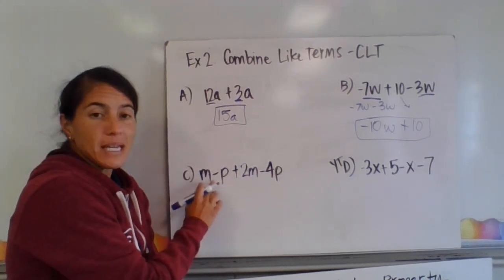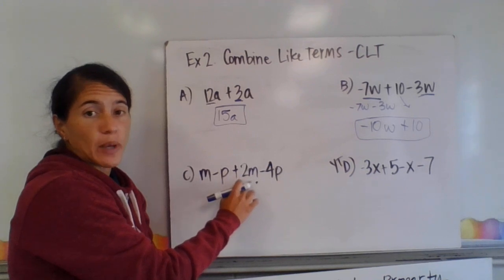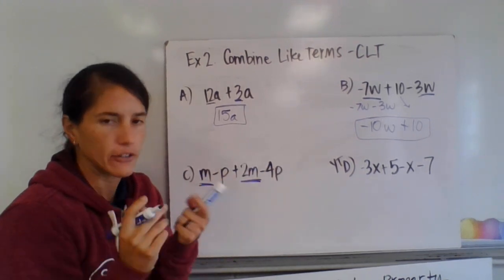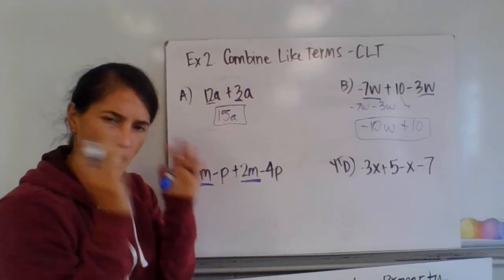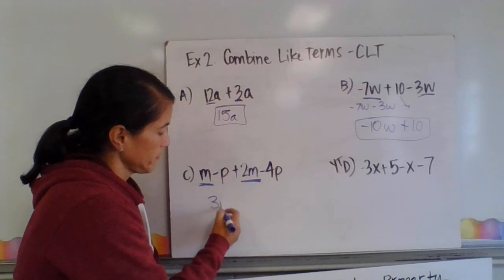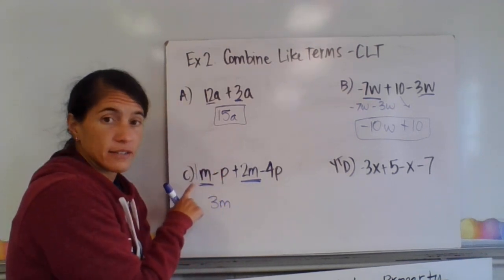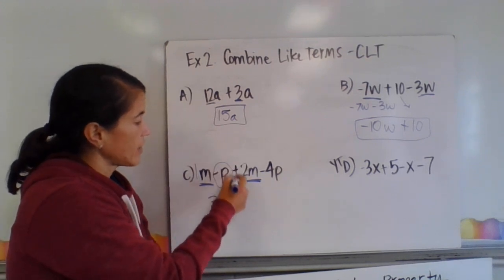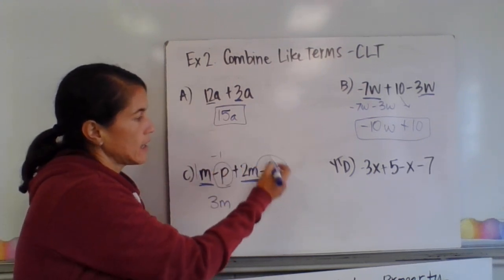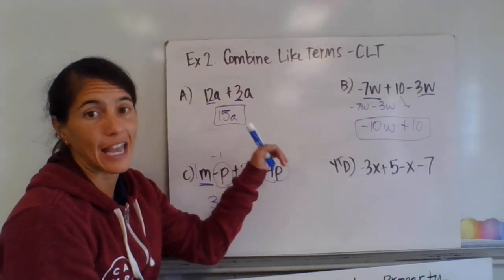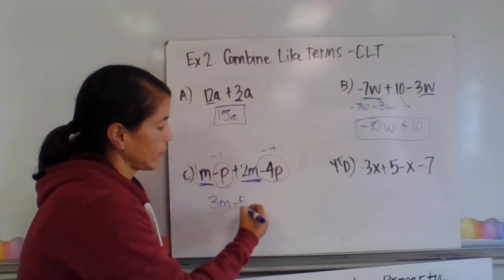C, m minus p plus 2m minus 4p. So I'm going to start with my m's, and I like to underline or circle my like terms to help me stay focused. M plus 2m is 3m, because remember this has a 1, it's 1m and 2m makes 3m. And then I have a negative 1p and a negative 4p. So when you combine negative 1 and negative 4, we get negative 5p.